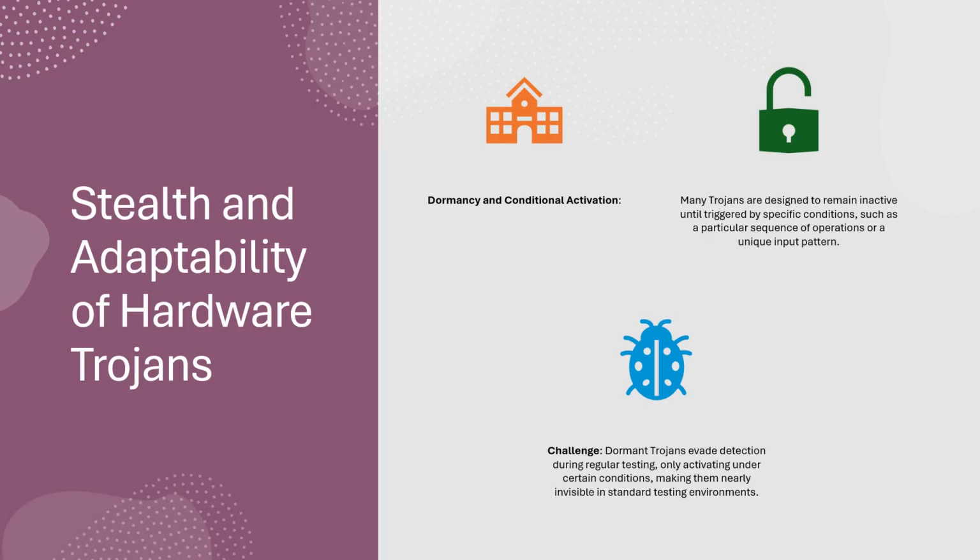Then comes dormancy and conditional activation. Many Trojans are designed to remain inactive for a long time until triggered by specific conditions. A sequence of operations, a sequence of instructions, or a unique input pattern only can activate them. Until that time, these dormant Trojans can evade detection under regular testing. They will get activated only under certain conditions, so they are almost invisible until then and will not be detected in the standard testing environment.